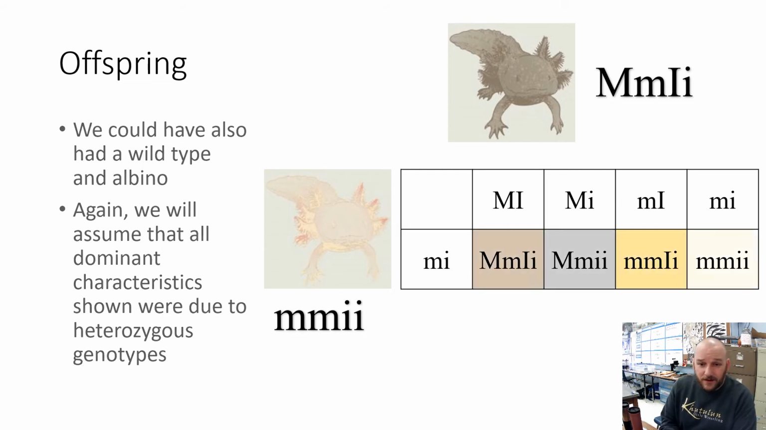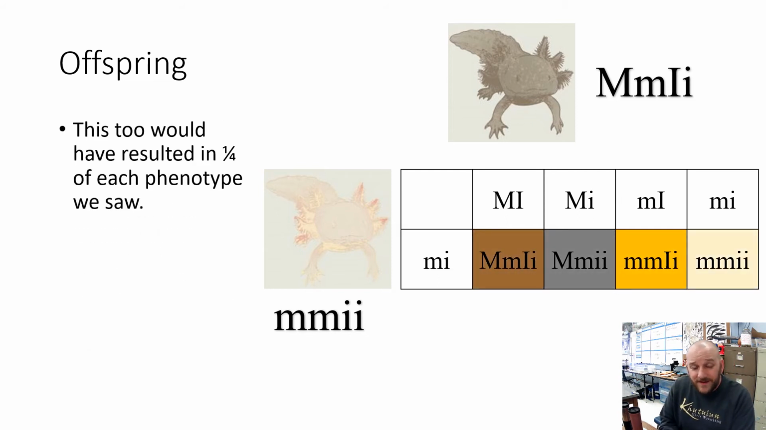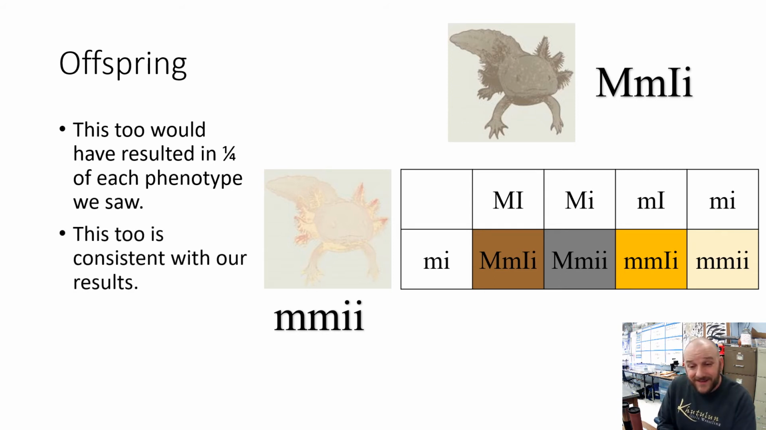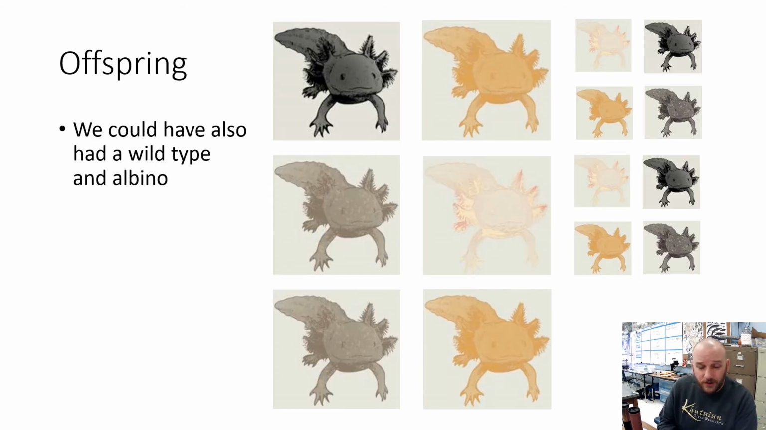And if we color code these again, we once again see that we get about a quarter of each different phenotype for the offspring. This again is consistent with what we saw. So this could be what we have too. We could have had a wild type parent and an albino parent.